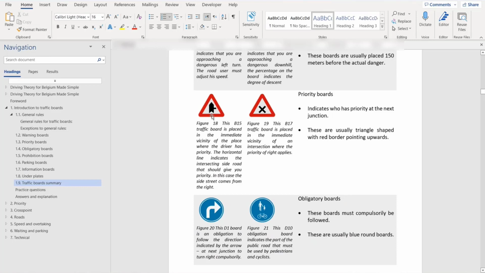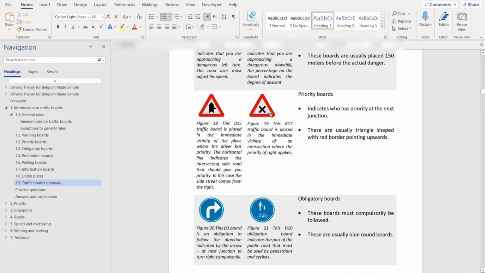So the left board indicates that you are, sorry, at the next junction you will have priority. It doesn't indicate that you are on a priority road. No, that's a different board. But this one indicates that you have priority at the next junction. Which means that if you keep driving, at the next junction there will be a road coming from right. There you have priority. So every traffic coming from right will either give priority to you or will stop and give priority to you.